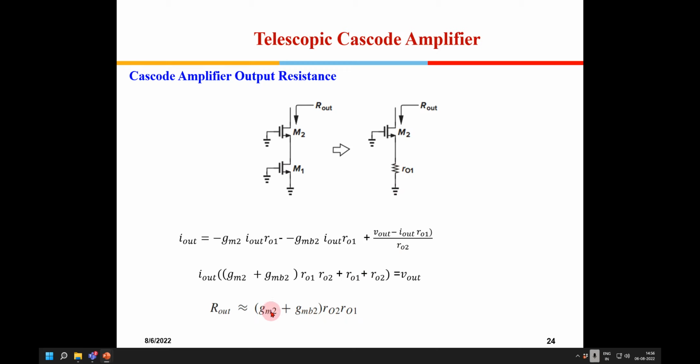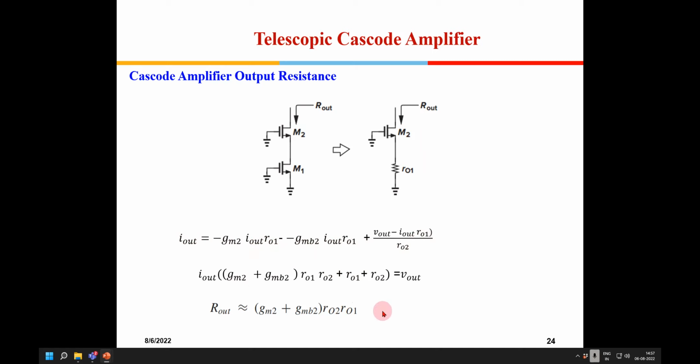Okay, so this is R01 into R02 into GM2 plus GMB, or if I neglect even GMB, it will be GM into R01 into R02, right? So this will offer very high resistance when you are looking from the top. Okay, so this is the equation. You can just try out this equation on your own also.